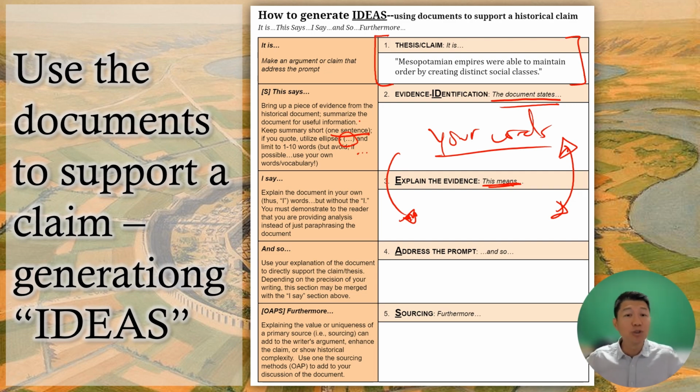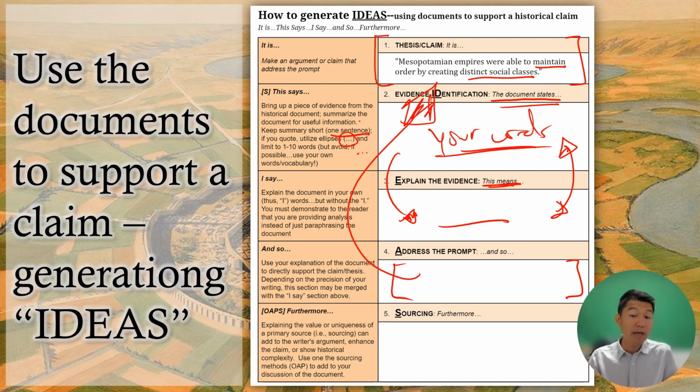This is how you interpret the document. And then from there, you have to come back, right? Close the loop. Address the prompt. It is saying this prompt is about maintaining order by the use of social classes. So how does your quote and explanation in the end address this prompt right here? You may have already said it, but you may want to reiterate at this point.